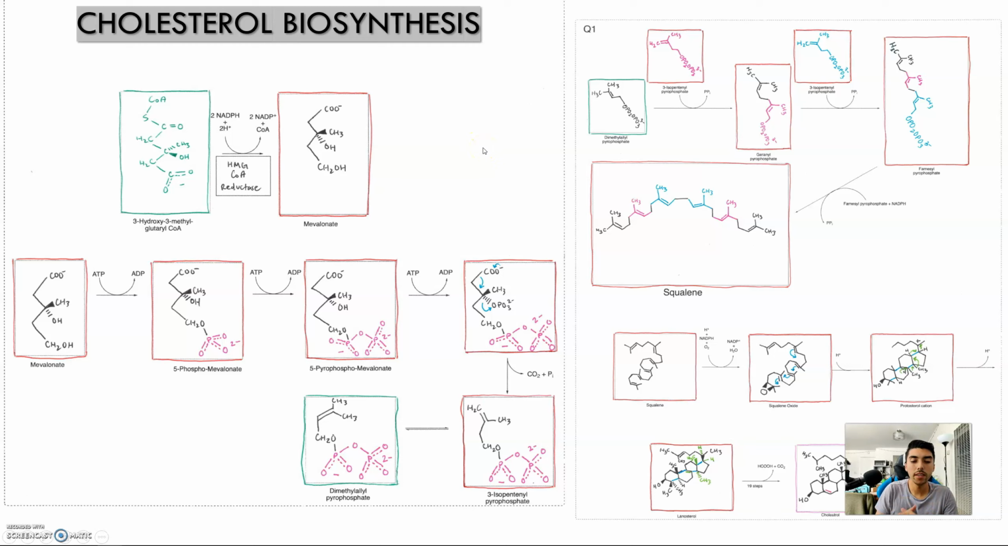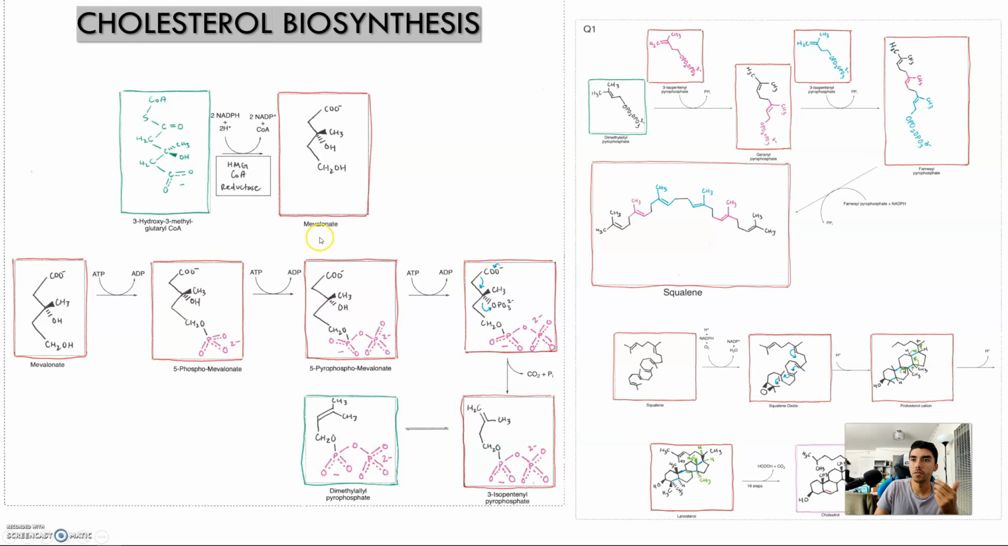So being that it's the committed step, as with a lot of the biochemical pathways that we've seen, the committed step tends to be regulated. So in terms of cholesterol regulation, a lot of inhibitors will tend to act on this particular enzyme. We'll go back to this in a little bit as it has major relevance.